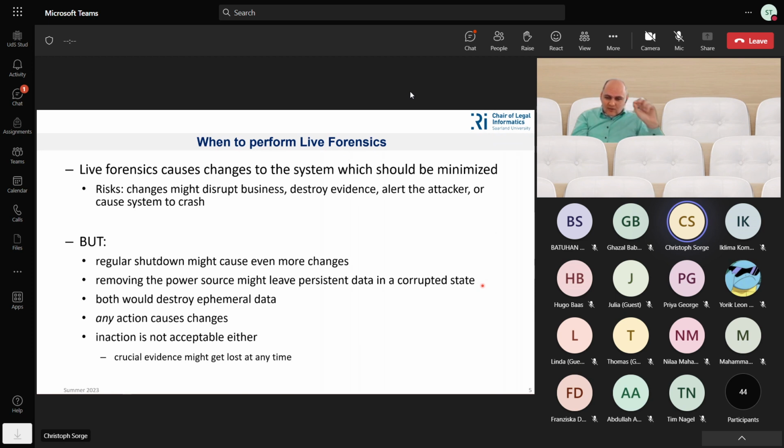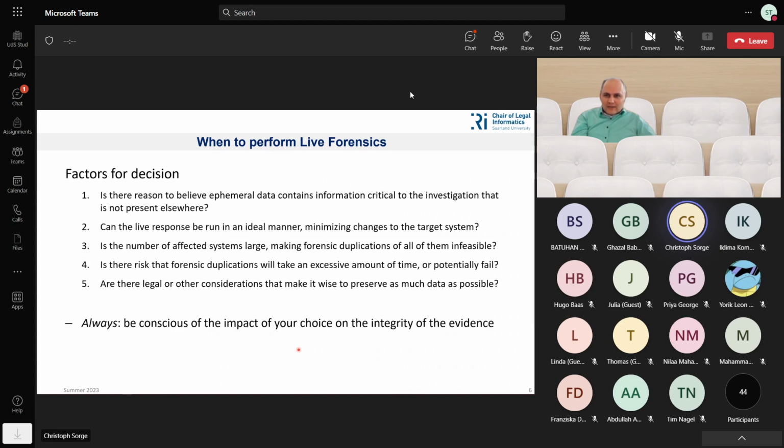So basically what you do is you choose the course of action that causes the least damage, though any action will cause some damage. Anything you do could cause a change. Not doing anything might lead to the loss of data, because of course processes are still running, even if you didn't execute them. Other people might access the server, so evidence might be lost anyway. So it's always a weighing of different factors to decide whether you perform live forensics.